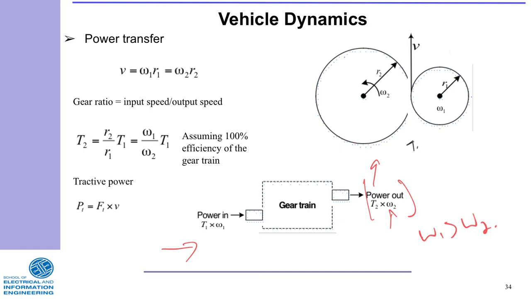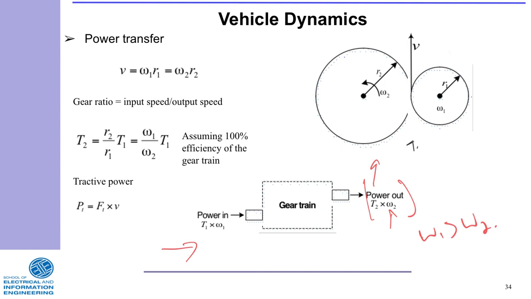Or let's say if we assume the input power is the same as the output power, if omega 2 is less than omega 1, to balance these two inputs and outputs, it means the torque T2 will be higher than T1. And T1 will be less than T2, while omega 1 is greater than omega 2. Okay, I think, simple math there.